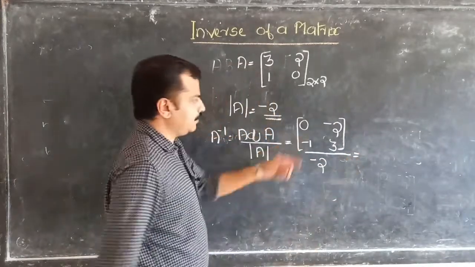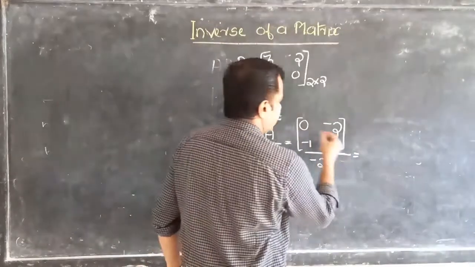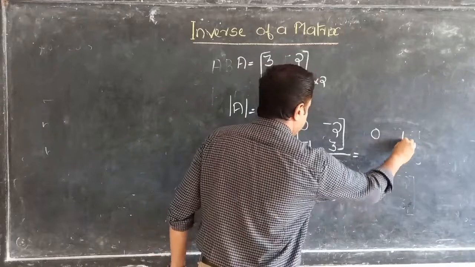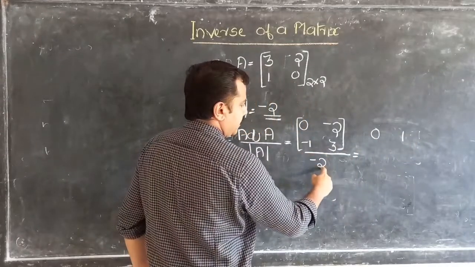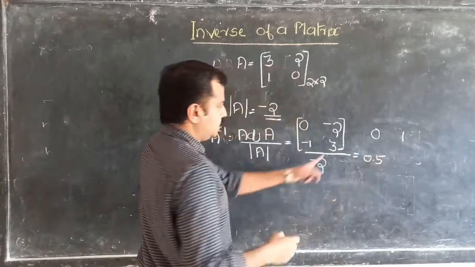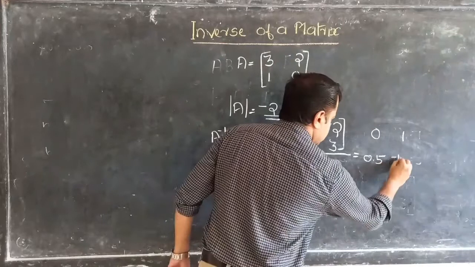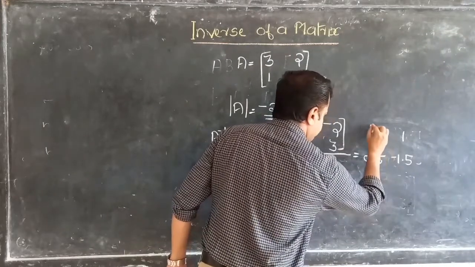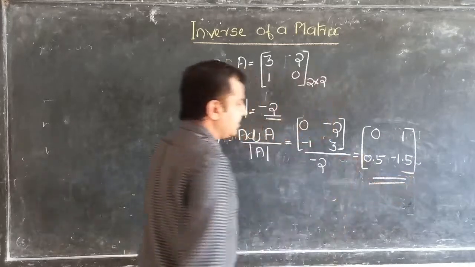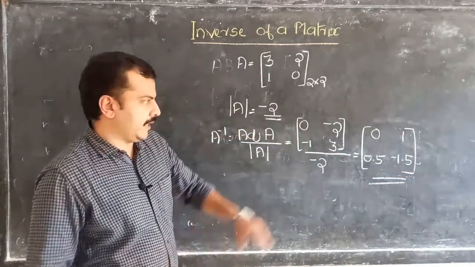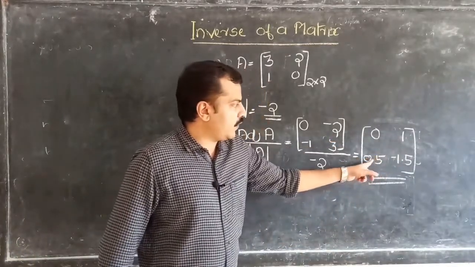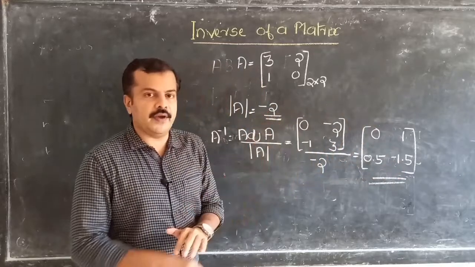So answer will be, just solve this equation, the answer will be 0. Minus 2 divided by minus 2 is 1. Minus 1 divided by minus 2 is 0.5. 3 divided by minus 2 is minus 1.5. So this is the inverse. This is the inverse for a 2 by 2 square matrix. So our final solution is 0, 1, 0.5, minus 1.5.